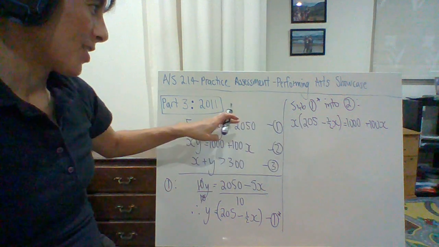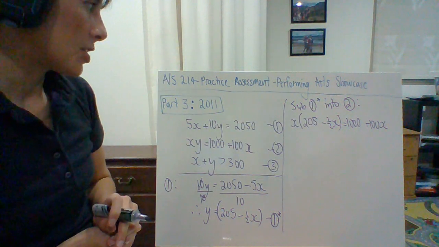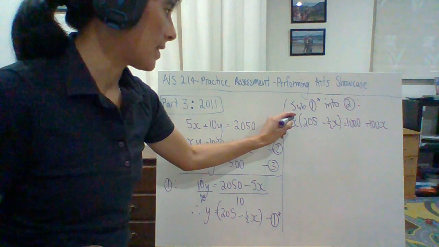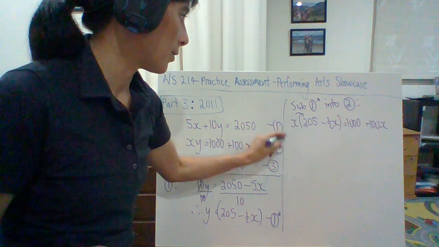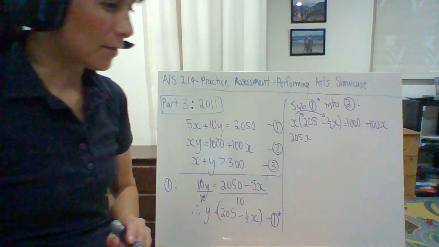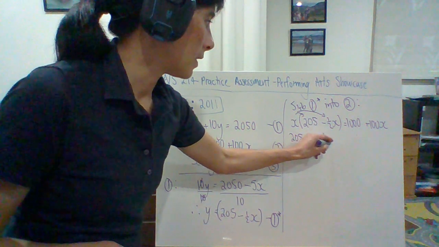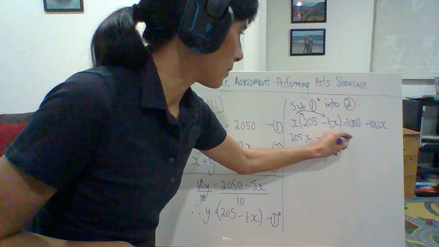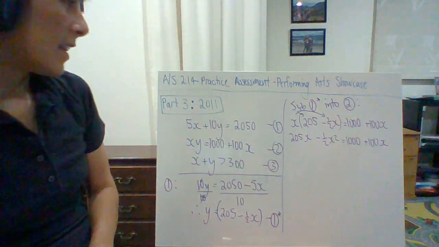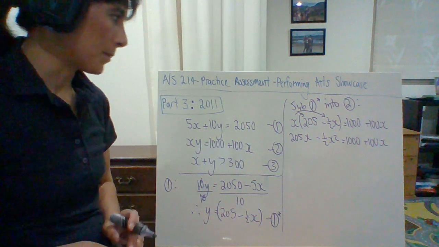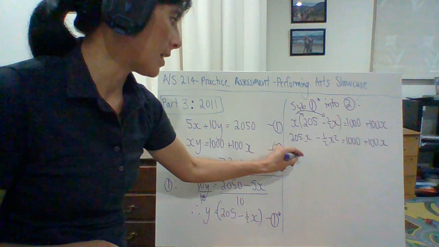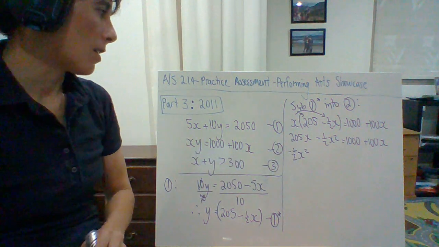I now have one equation with one unknown, but I need to look to expand and simplify, then set equal to 0. So we'll expand out the set of brackets now. Multiplying through by x, we get 205x. x times negative a half x is negative a half x squared, and that equals 1,000 plus 100x. Then I'll look to tidy this up. If I move everything to the left-hand side, I'm going to write my negative a half x squared first, highest power.